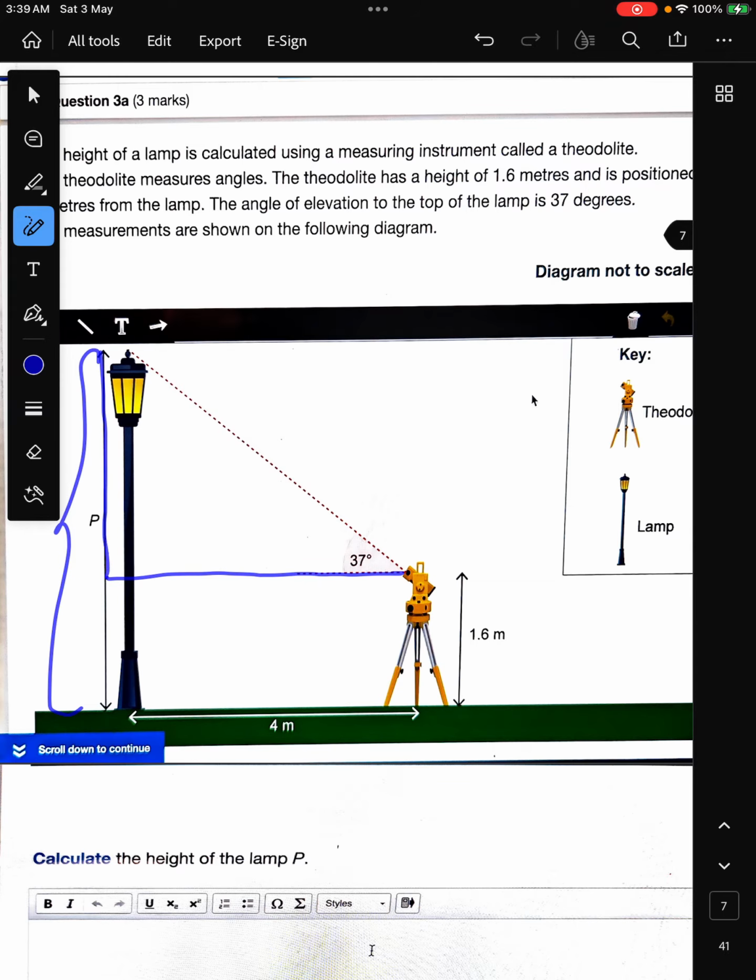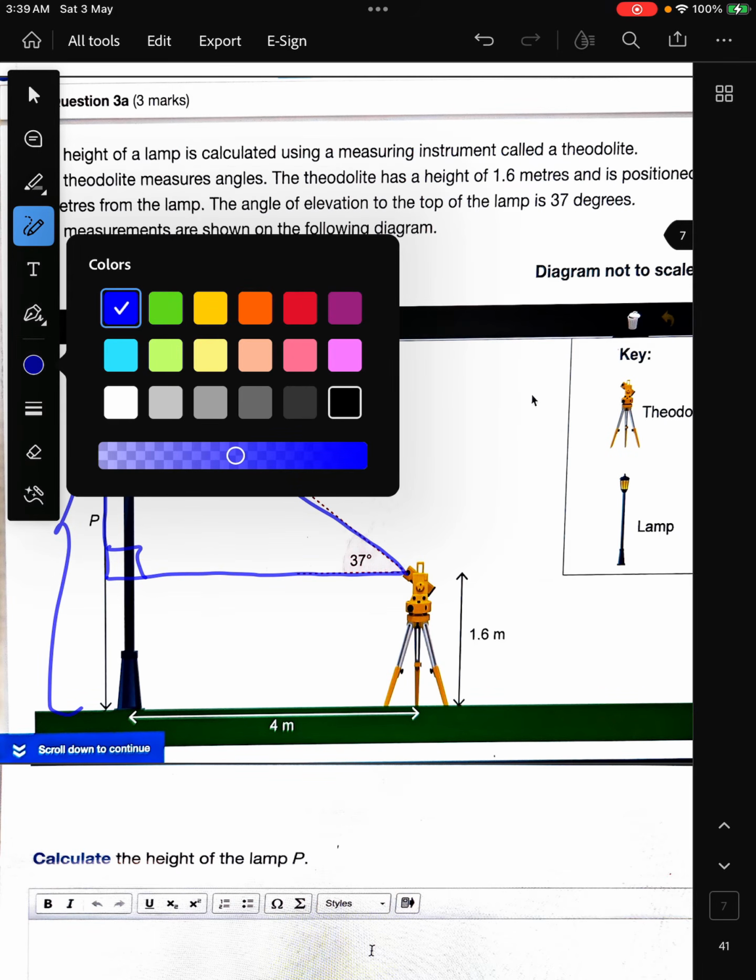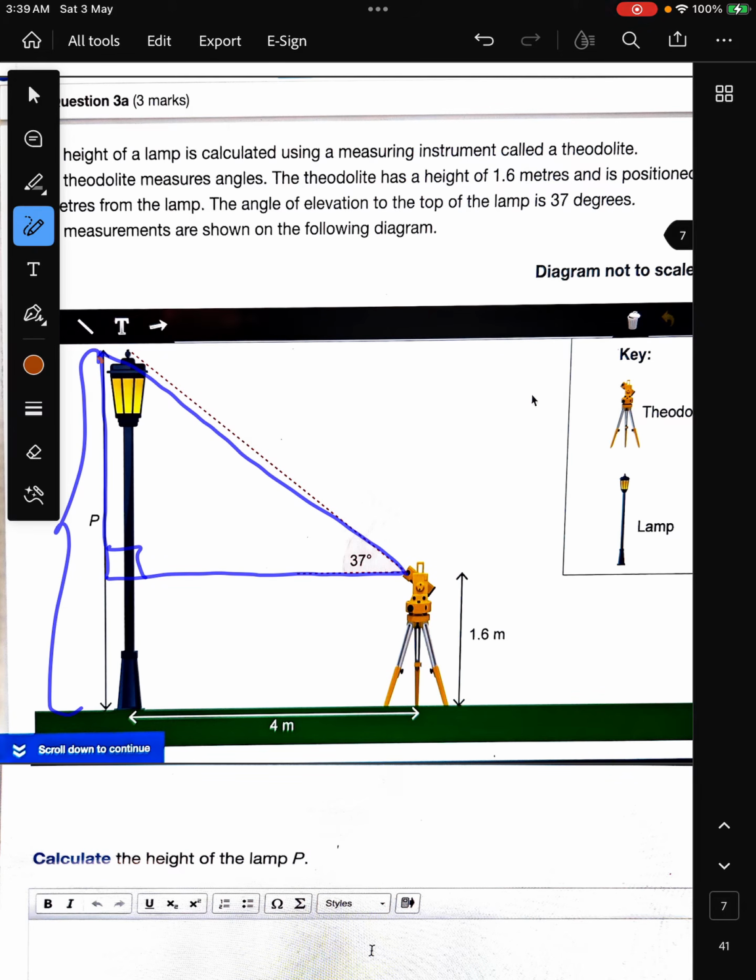I'm going to focus on this right angle triangle here, and we're going to find this little length first. I'm going to call this x for now. Since we know that this is 4 meters, given to us as 4, we should technically be able to find x if we use the sine, cosine, or tangent ratio, which informally we like to call SOHCAHTOA. So let's find what x is first.